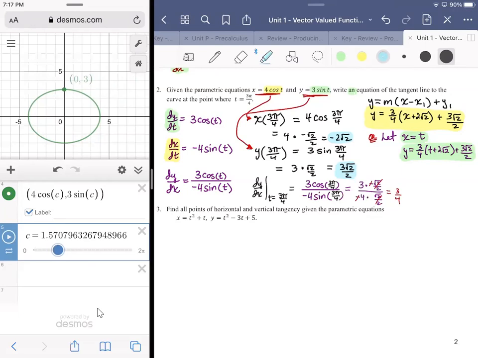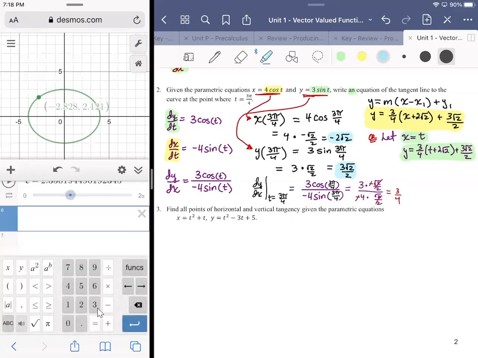All right, so that's 6 pi over 12, 7 pi over 12, 8 pi over 12. 8 pi over 12 is 2 pi over 3. So 9 pi over 12 would be the one that we want. Yep, there we go. 9 pi over 12 would be the 3 pi over 4 if you simplify it. And that gives you the two coordinates. So -2 radical 2 corresponds to the -2.828. You pop that in.